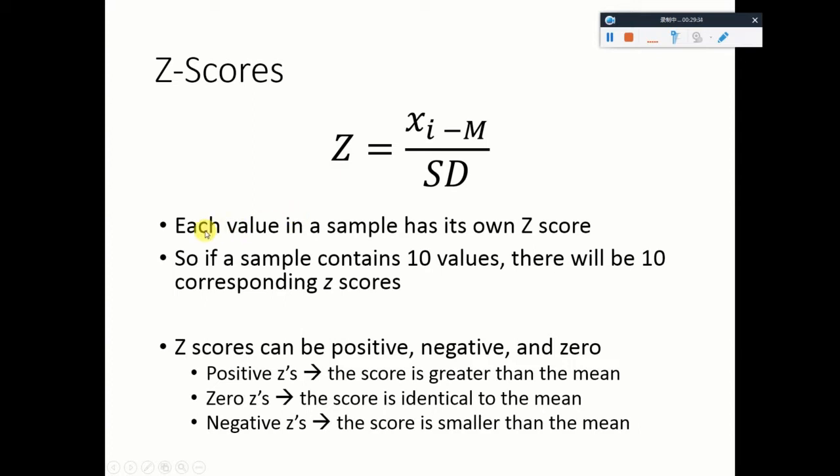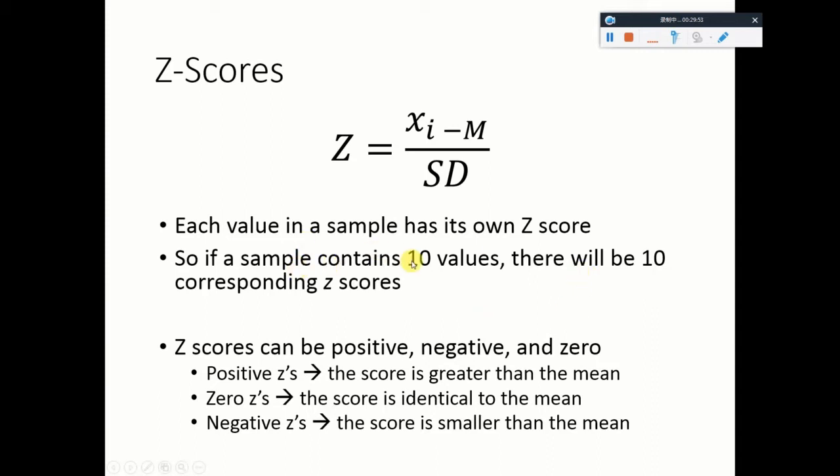So a couple of things to notice: each value in a sample has its own z-score, and only one z-score for each value. It's like each one of you has your own social security number. Unique and only.